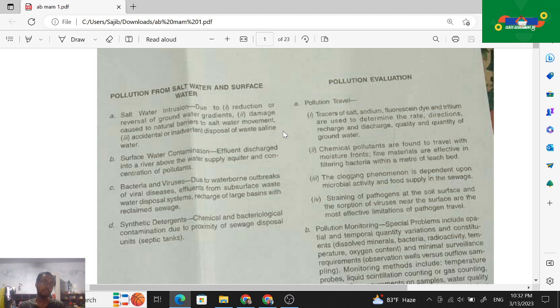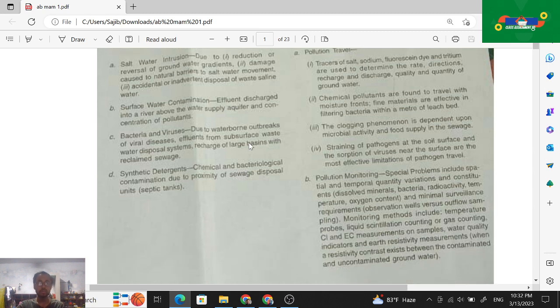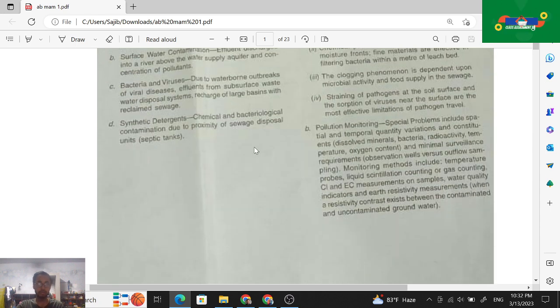Number 2 is surface water contamination, in which effluent is discharged into a river above the water surface aquifer, and concentration of the pollutants. Number 3 is bacteria and virus, due to the waterborne outbreaks of viral disease. The effluents from the subsurface waste water disposal system reach the large basin with the reclaimed seepage.